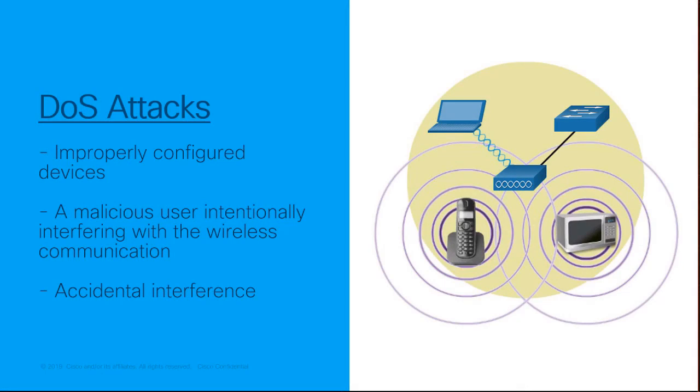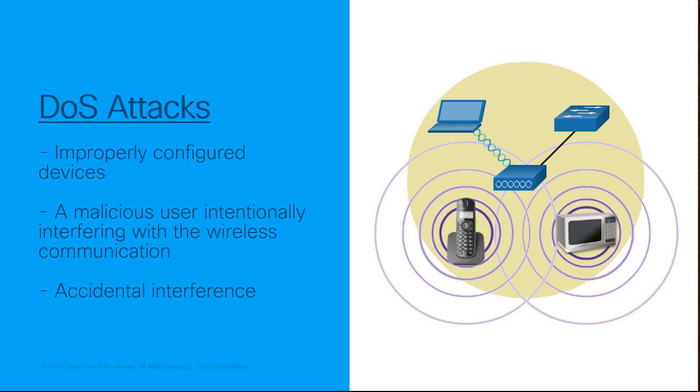How do denial of service attacks happen on wireless? Well, they can happen because of things like improperly configured devices. Configuration errors can disable a wireless network. For instance, an administrator could accidentally disable the network with a disable button. Or even an intruder with administrative privileges could intentionally disable the wireless local area network.